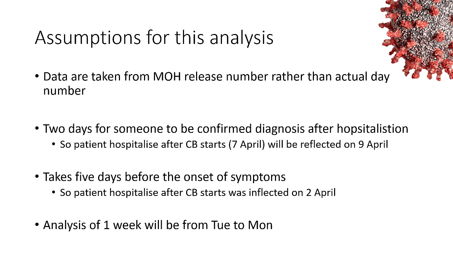So with all this explanation and assumption, click on the next video to learn how to use Excel to perform a t-test to find out whether circuit breaker has a significant effect on reducing the number of communal transmission.